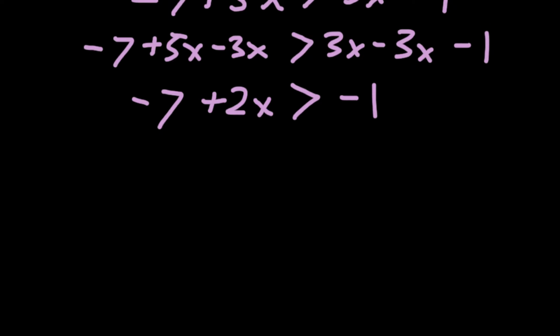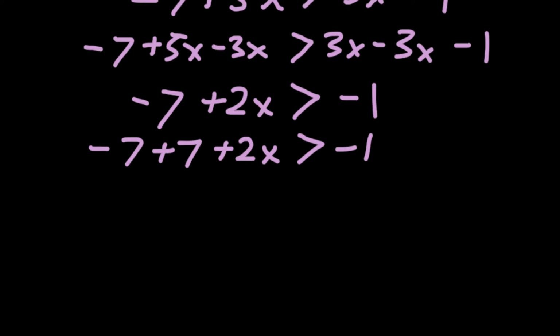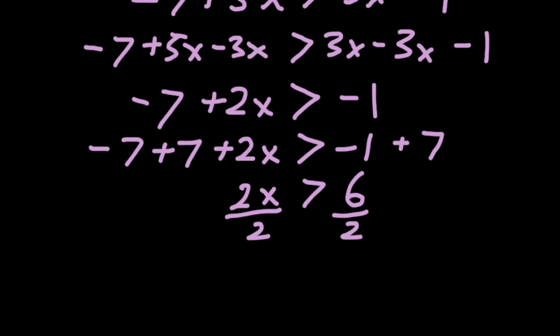Okay, and to get rid of the 7, I'm going to add 7. Negative 7 plus 7 plus 2x is greater than negative 1 plus 7. So that ends up with 2x is greater than 6. And again, I wouldn't know what 2x is, I want to know what x is, so I divide by 2. Notice it's positive, so I don't have to change the direction of the sign. That cancels, and I get x is greater than 3.